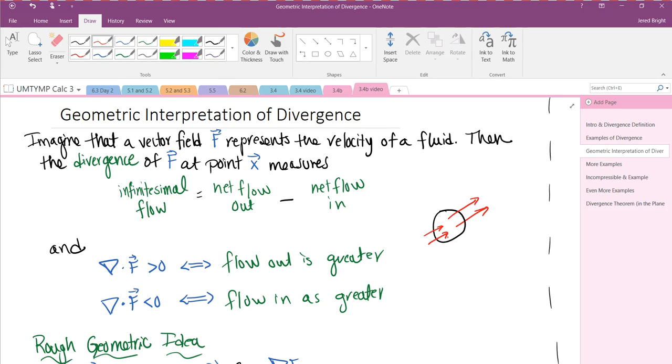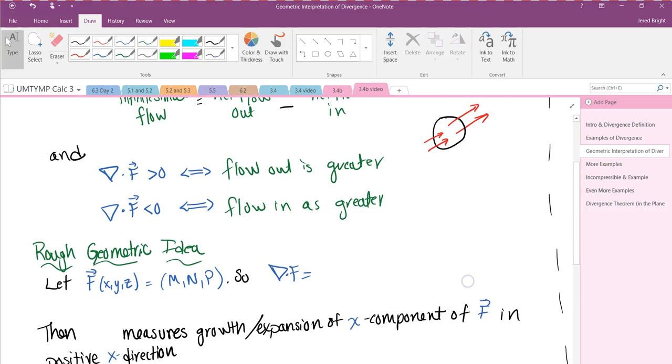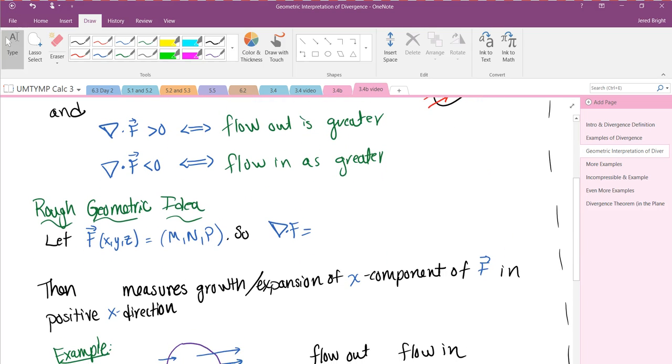Okay, and so here, if we look at the algebra, maybe that'll help inform us of the geometry. When we look at the divergence here, remember this is going to be mx plus ny plus pz. And when we look at mx, that really is measuring the growth or expansion of the x component in the positive x direction.